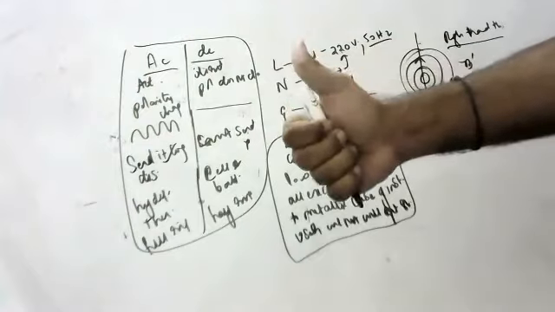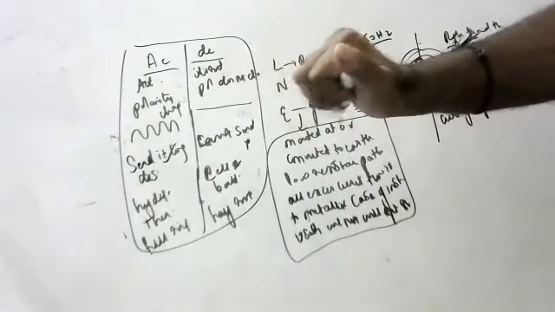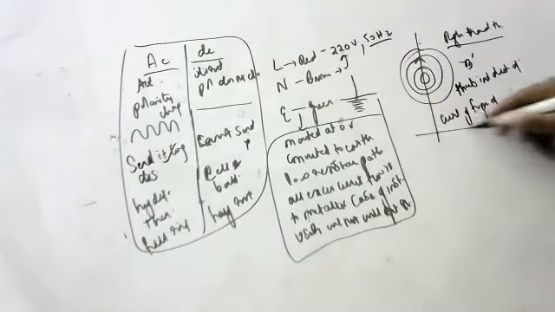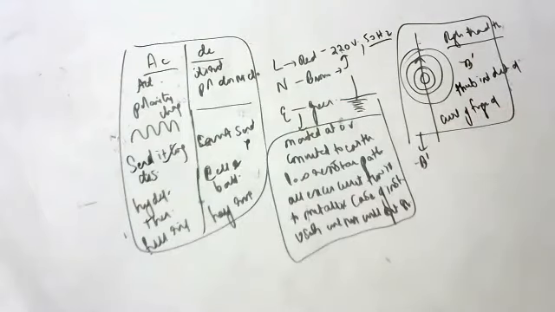Thumb should be in the direction of current. Down means down, up means up. Like this. And the curling of fingers gives the direction of magnetic field. This is the right hand thumb rule. What is the right hand thumb rule used for? To know the direction of magnetic field.